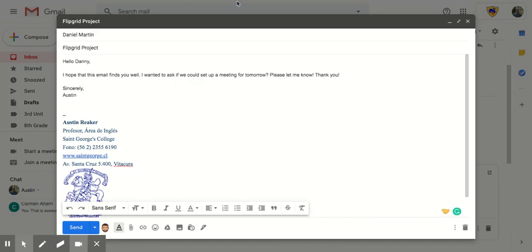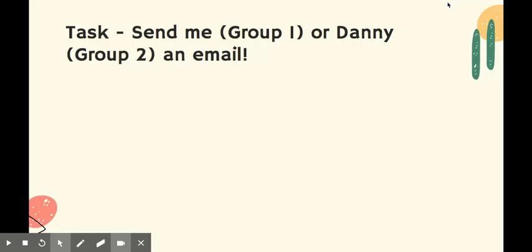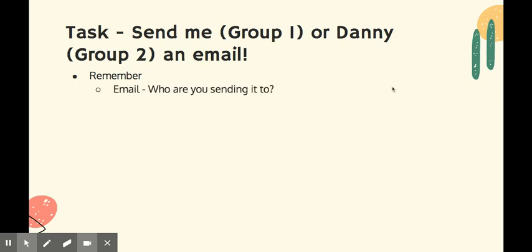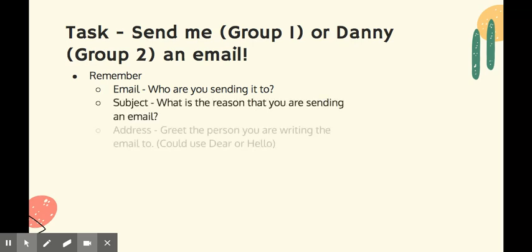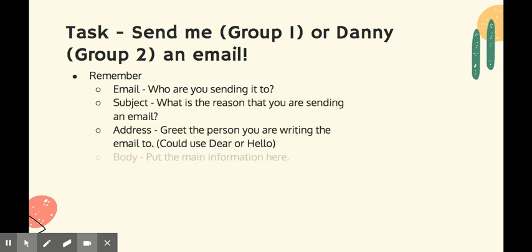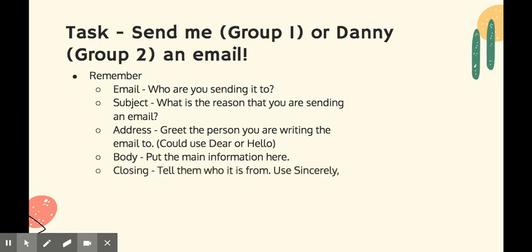Let's go back. So your task is to send me if you're in group 1 or send Danny if you're in group 2 an email. Okay? And you only have to say, hello, it's good to see you. Okay, it's good to send you an email. But remember each of these things: email, subject, address, body, closing. Okay, you can pause it here and use this as a checklist to make sure that you have everything.